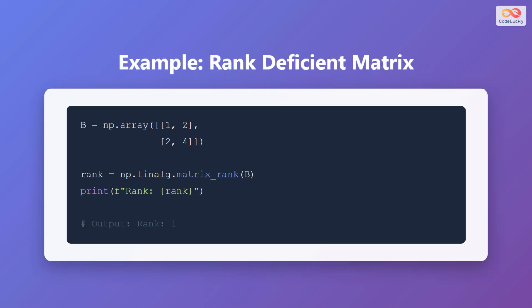Now for a rank deficient example. Matrix B has values 1, 2 in the first row and 2, 4 in the second row. Notice that the second row is exactly twice the first row. When we calculate the rank, we get 1 instead of 2. This is because the rows are linearly dependent, making the matrix rank deficient.